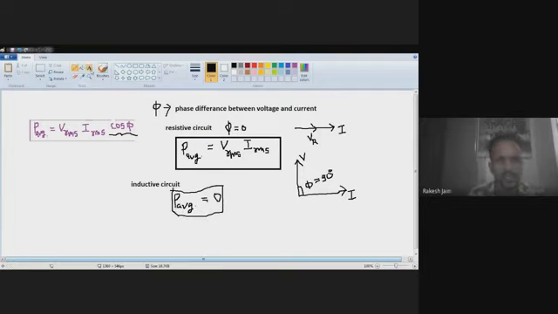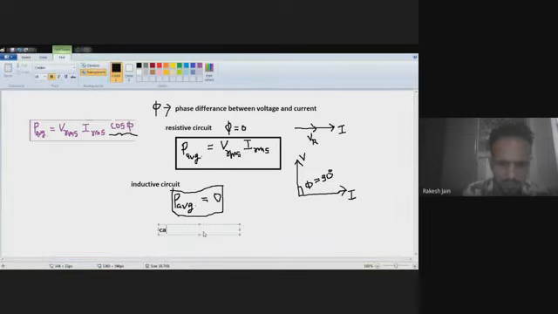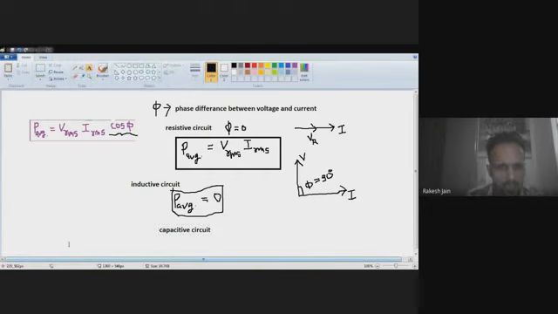Now we talk about the capacitive circuit. What will happen with the capacitive circuit? In a capacitive circuit, the current leads the voltage, again by 90 degrees. So again the phi value is equal to 90 degrees, like in the inductive circuit. Average power consists of cos phi, and cos 90 is 0. That's why Vrms, Irms multiplied by 0 is equal to 0. So the average power in a capacitive circuit is also 0.